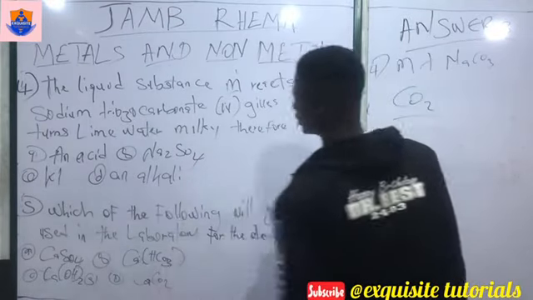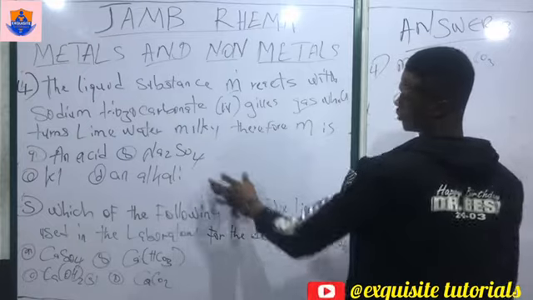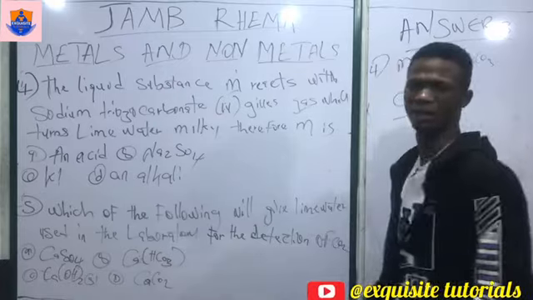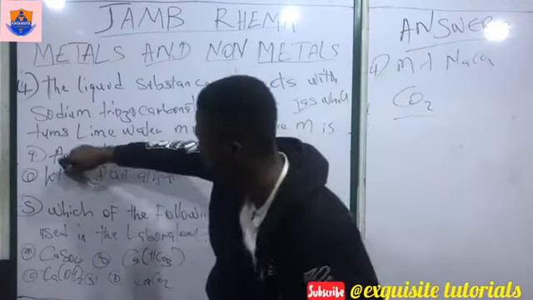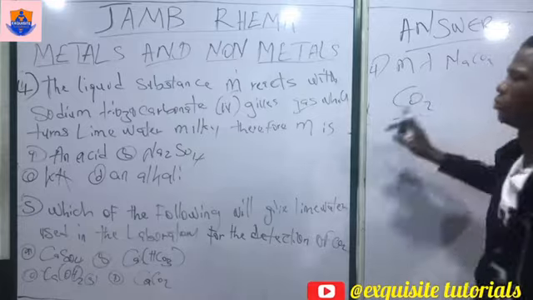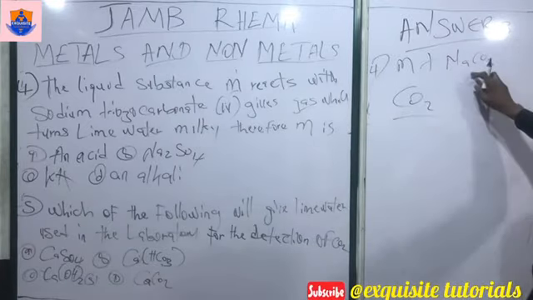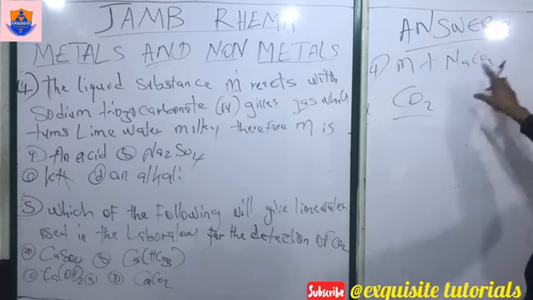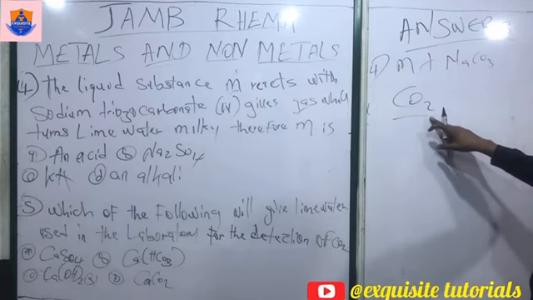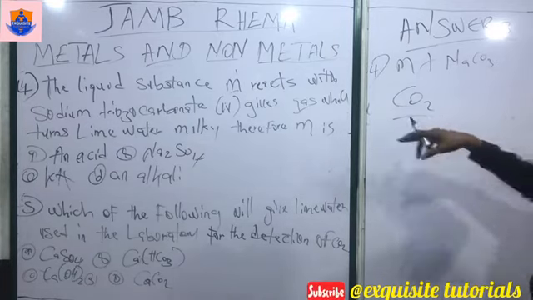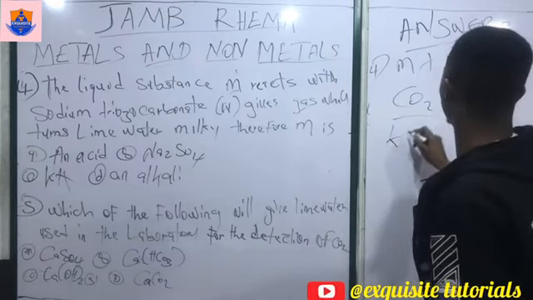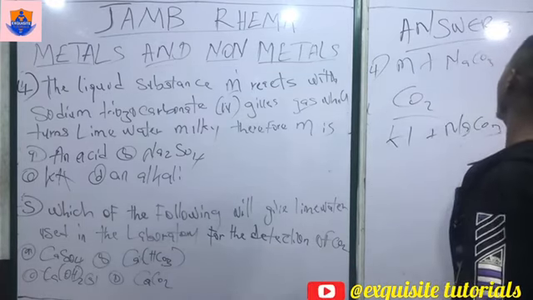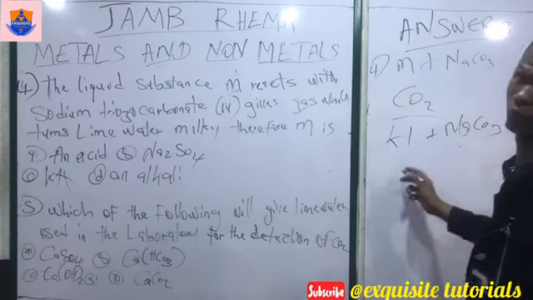Is it an acid? Is it sodium tetraoxosulfate(VI)? Is it potassium iodide? Is it an alkali? Now, potassium iodide is out of the question because there's no way you will react potassium iodide with sodium trioxocarbonate(IV) to liberate carbon(IV) oxide gas. That is not possible. You want us to try it? This is KI plus Na2CO3. There's no way you're going to get carbon(IV) oxide from here.